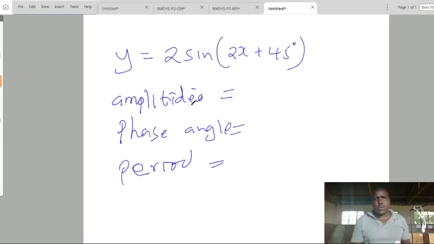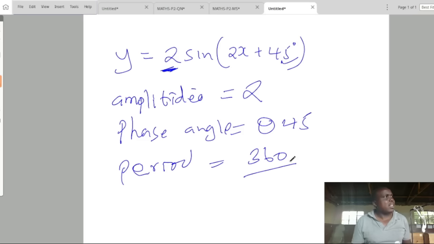How do you know the amplitude? In this equation, it is the number that comes before cos, tan, or sine, this number here. So the amplitude here is 2. The phase angle is simply the theta, that is this one. The angle here is 45. And then the period is equal to 360 divided by 2, which is 180.